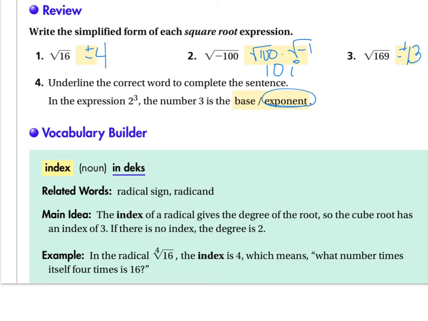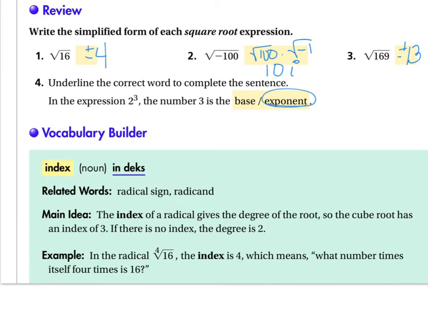And for our vocabulary, we are going to look at the word index. The index of the radical gives the degree of the root. So the cube root has an index of 3. If there is no index, the degree is 2. In our example, we have the fourth root of 16. So the index is 4. It's this number right here.